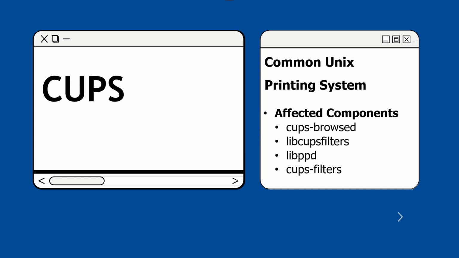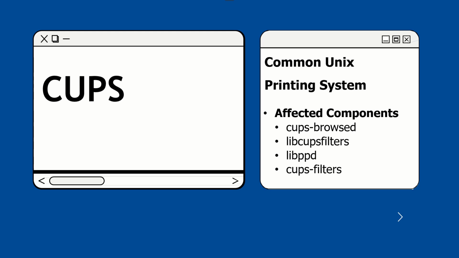This vulnerability affects different components of CUPS, including cups-browsed, libcupsfilters, libppd, and cups-filters. So think like that: the bad guy changed the address of your printer to a fake address. When you try to print something, your computer thought it was sending to your printer, but it was actually going to the bad guy's computer. The bad guy could then do bad things like steal your personal information, install malware, or gain access to your computer, something like that.